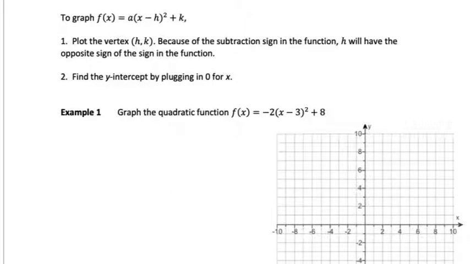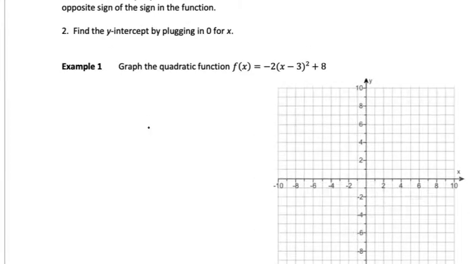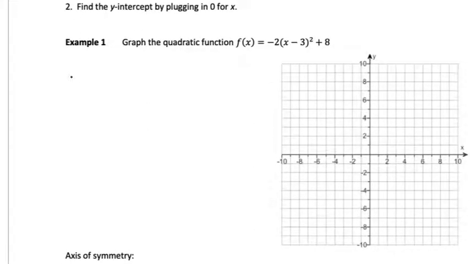So we're going to do example 1 from the textbook. It says to graph the quadratic function f of x equals negative 2 times x minus 3 squared plus 8. So my first step is to identify the vertex. So looking at this function, the x-coordinate is going to be positive 3. Opposite sign for that, because there's a minus sign in the function. My y-coordinate is going to be positive 8. We use the same sign for the y. So my vertex is 3, 8. So I can go and plot that. That's going to be right here.